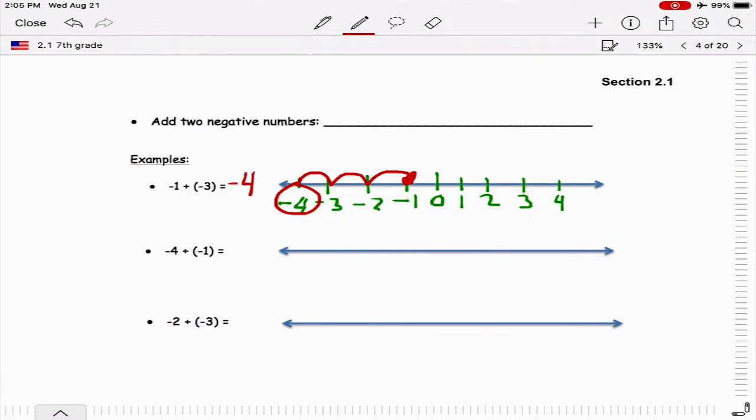I would like you to try these two on your own as well, and then call me over.